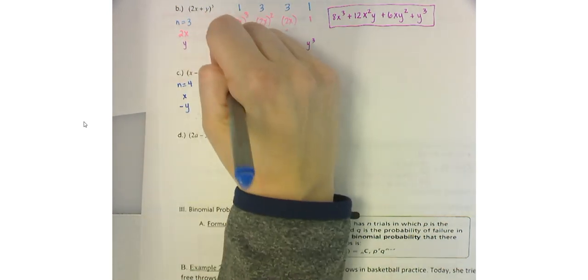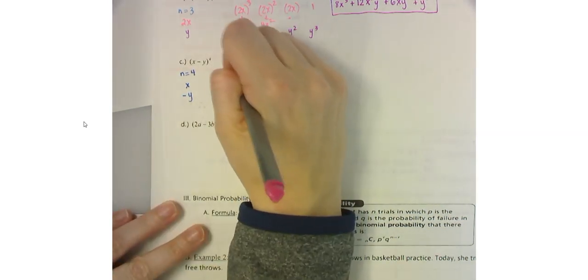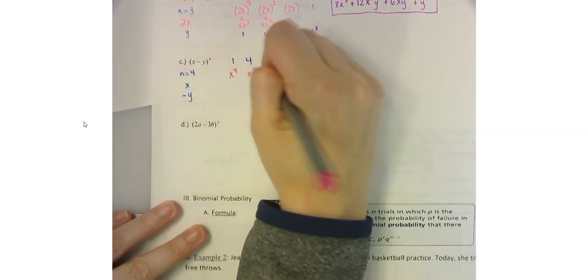All right, now if you have a negative and you raise it to an odd power, what happens? It's gonna stay negative. So this is still negative y, but negative y squared becomes positive, positive y squared. Negative y cubed is negative y cubed. Negative y to the fourth is y to the fourth.